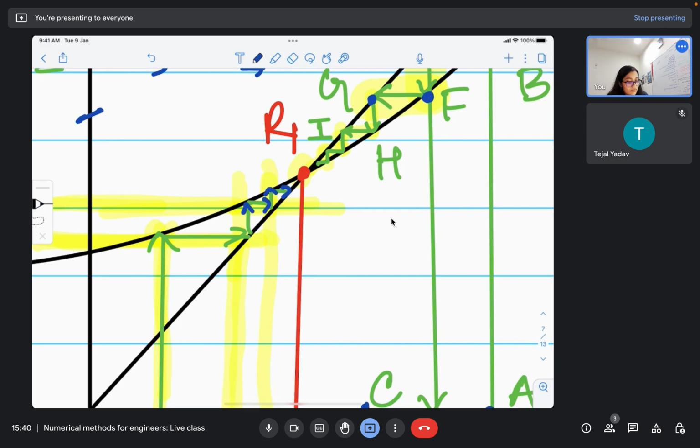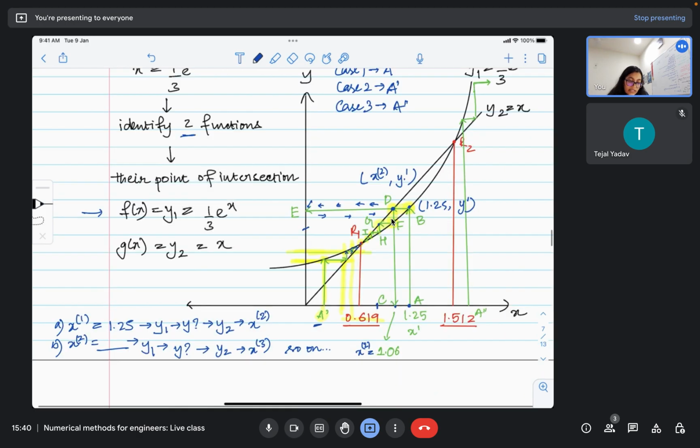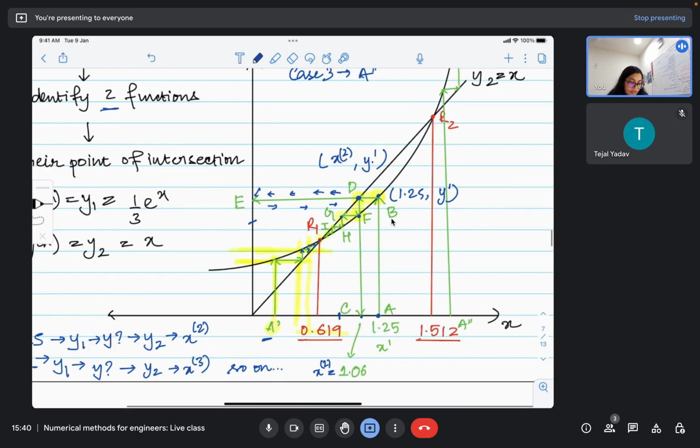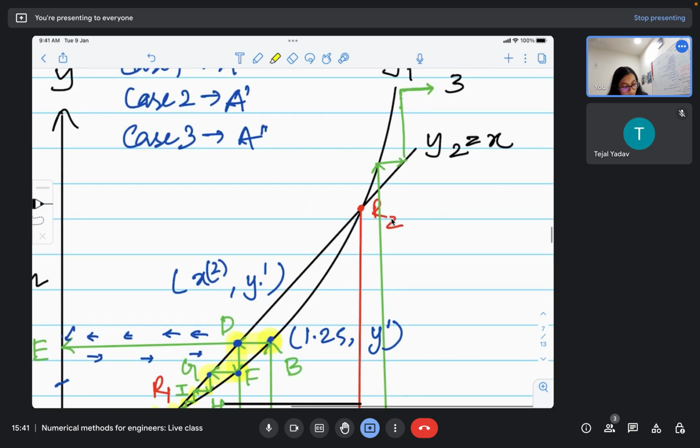But one final example, let us see. What if you had started, we know that this is also one of the roots, 1.512. What if we had started at a point A double dash, something around 1.7 maybe? See now what is happening. Our first goal is what? To go and cut the first function, the curve. So we come and cut the function here. For that we identify the value of y, we extend till the y-axis, identify the value of y. For that value of y we find out x.